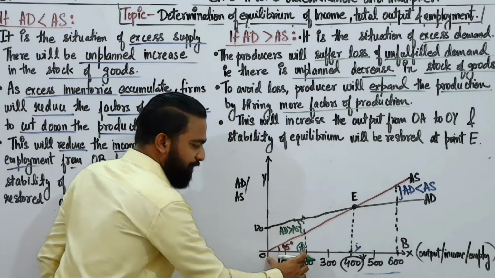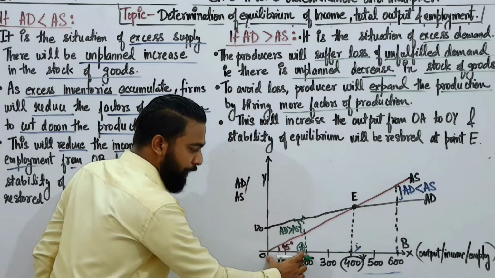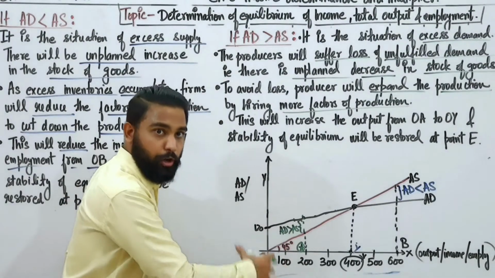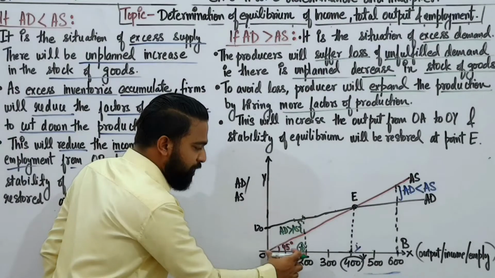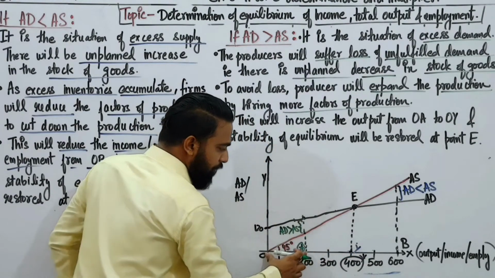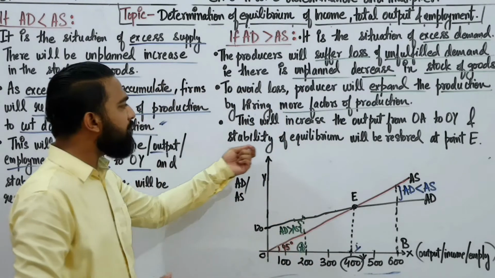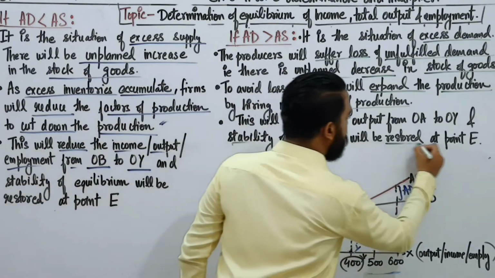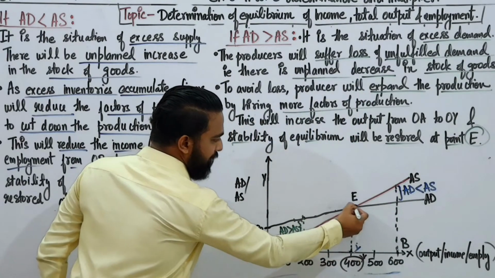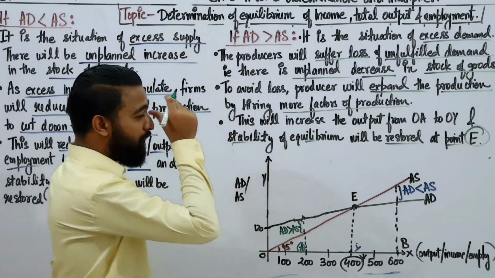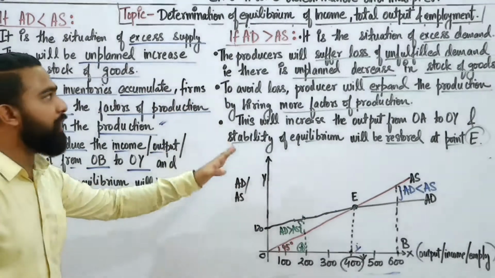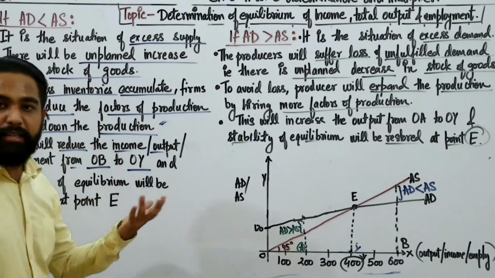Now this will increase the output slowly from OA to OY. First, the total level of production, the output, was OA. But now, as you have increased your output, your income, your employment, this level of production will increase to OY, from OA to OY. And the stability of the equilibrium will be restored at point E. When you reach point Y, there will be equilibrium at point E. So, this is your case if AD is more than AS and if AD is less than AS.